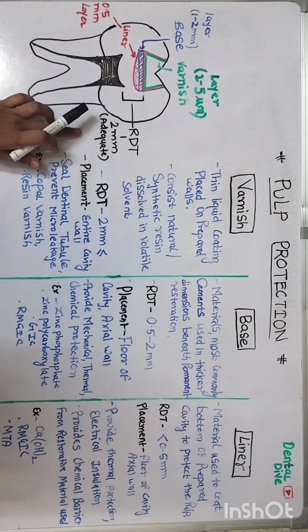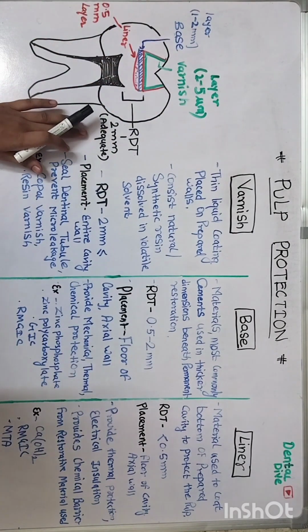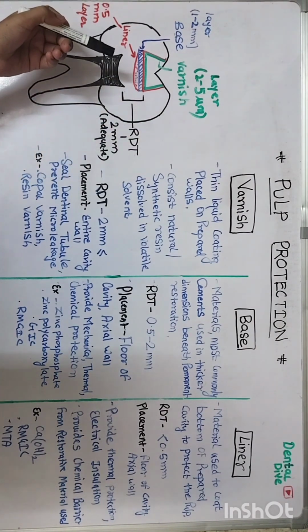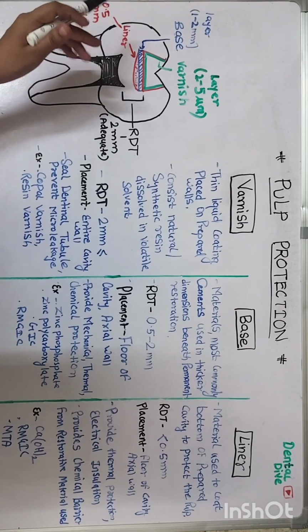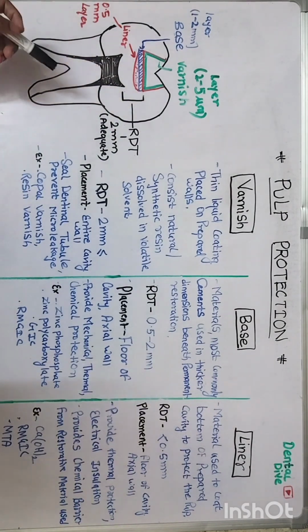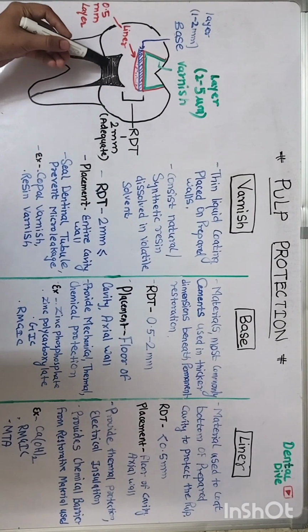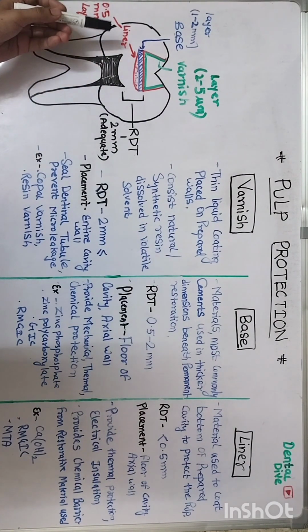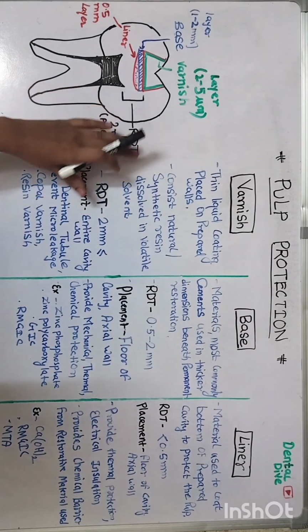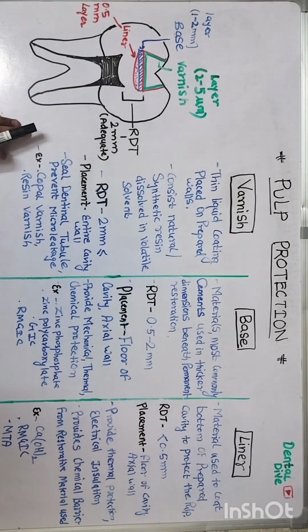of minimum. When this is 2 mm or more, we apply varnish. When the cavity is deeper, we apply a layer of base which is thicker in dimension. It provides protection to the pulp. When the cavity preparation is close to the pulp, we apply liner. So you got my point. It all depends on the remaining dentin thickness.